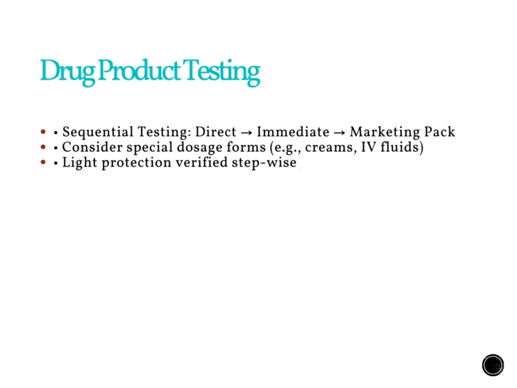Drug product testing. For the drug product, testing is typically sequential. Start by exposing the product directly. If degradation is observed, test it in the immediate pack, and then the marketing pack. For products in light impermeable packaging like aluminum tubes, direct exposure testing alone may be sufficient. Testing should also reflect real-world usage, especially for products like creams, infusions, or suspensions.